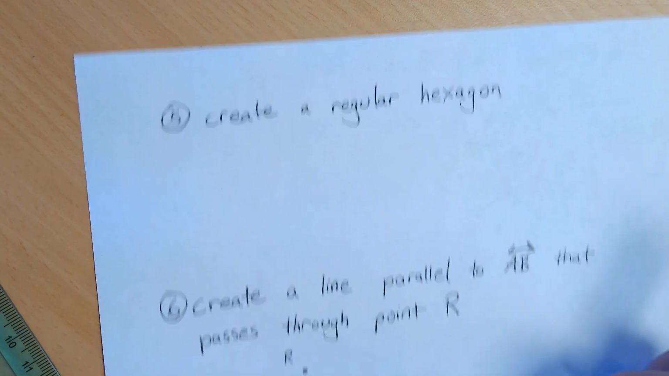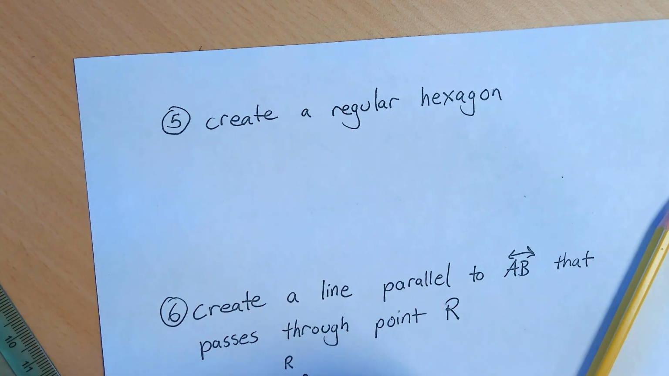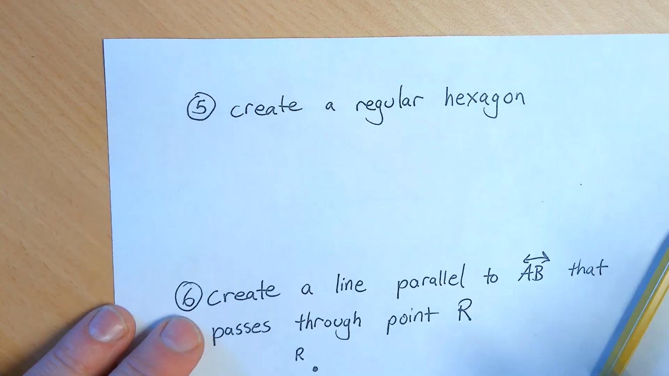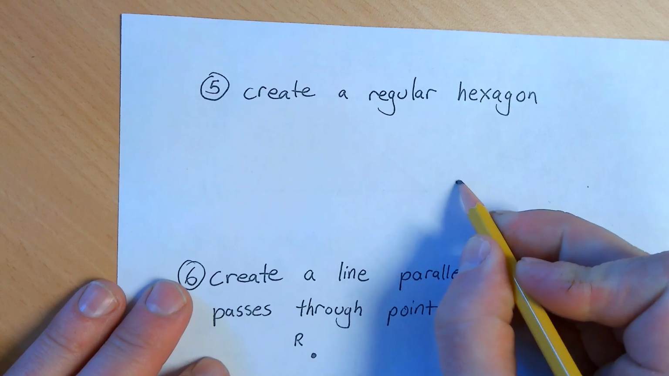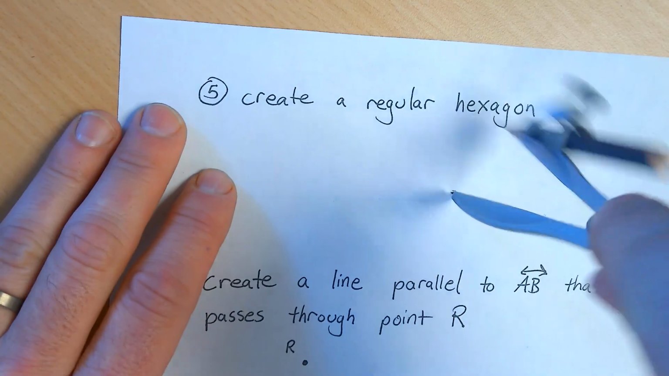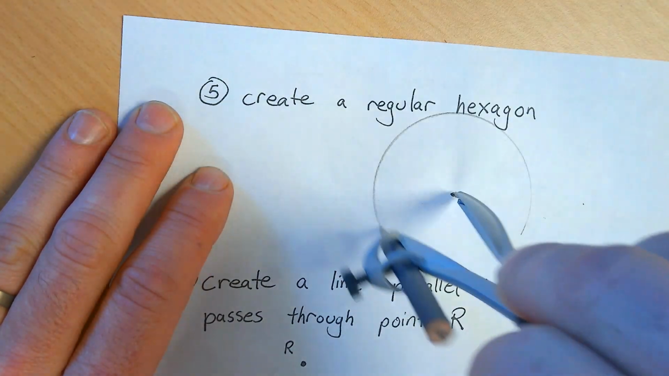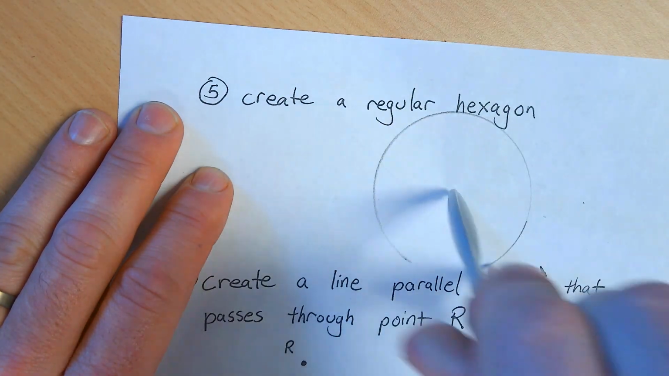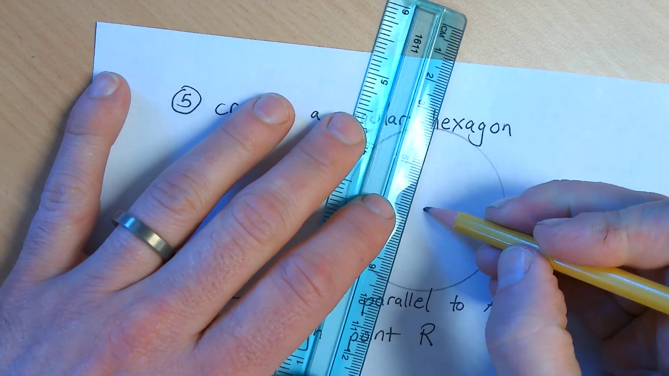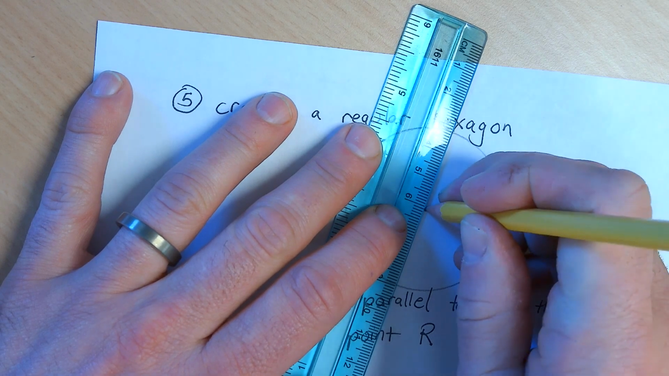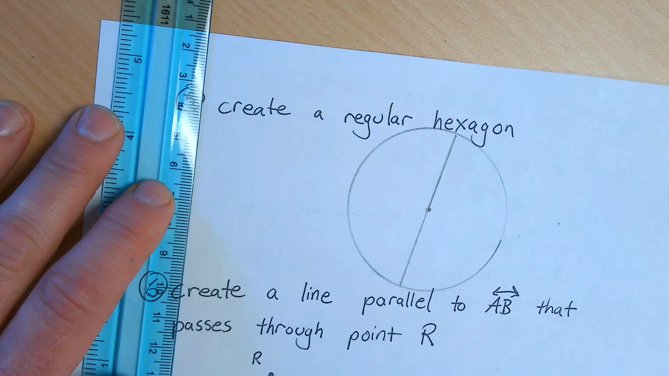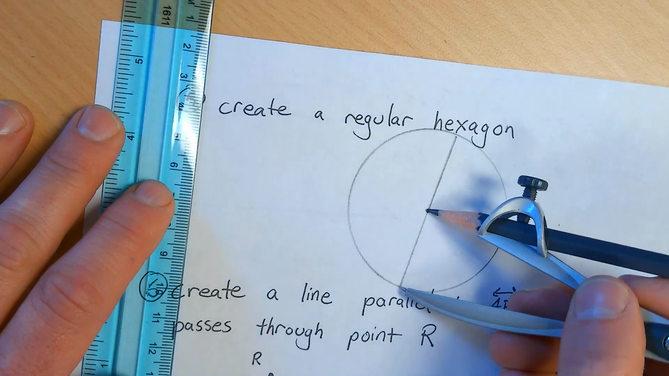Create a regular hexagon. Right. Well, technically we're supposed to start with a point. Now when you put the pin in the paper, it makes a point, but hexagon's special because all of its sides are the same as its radius, which the radius is what this is set to right now.